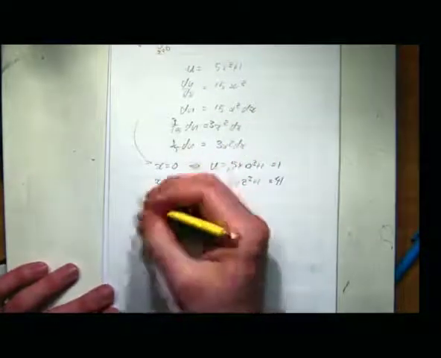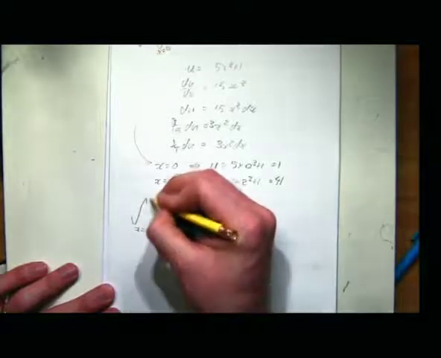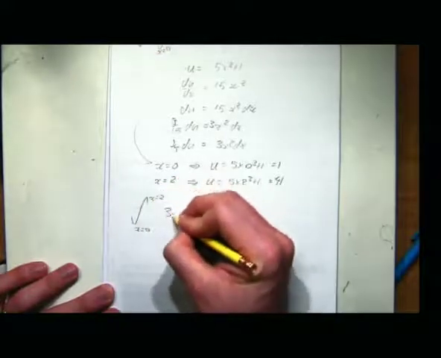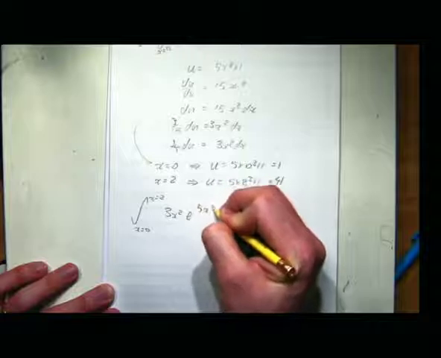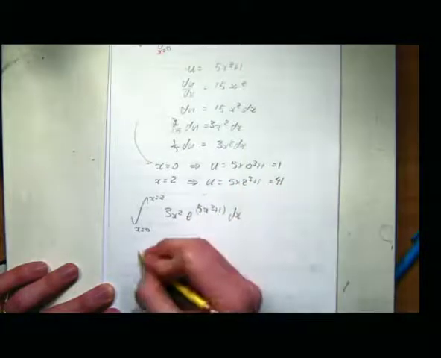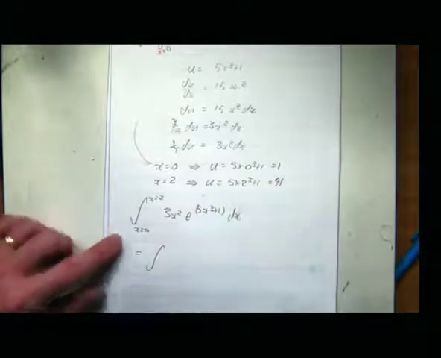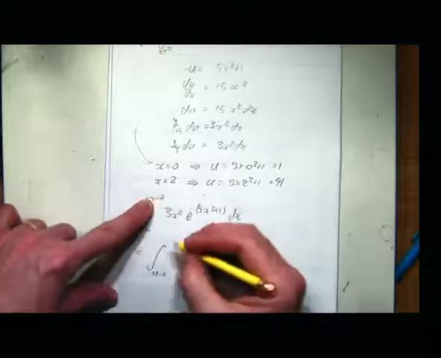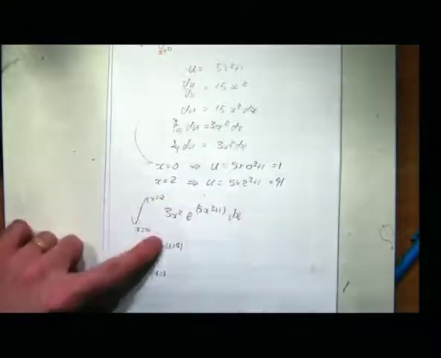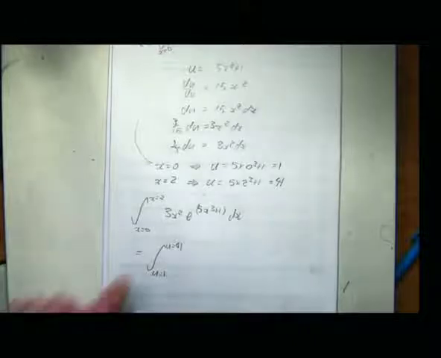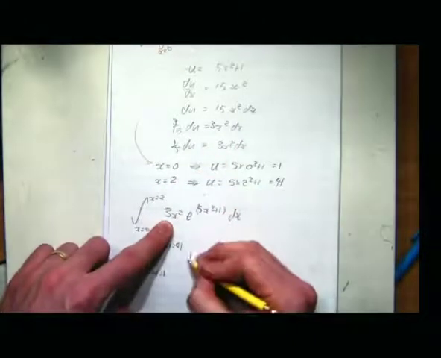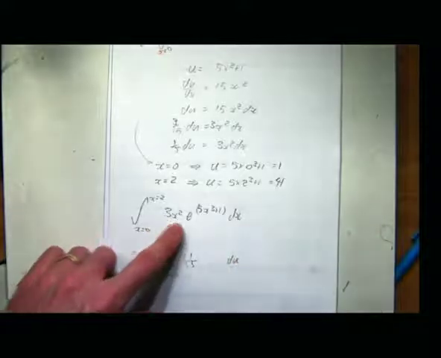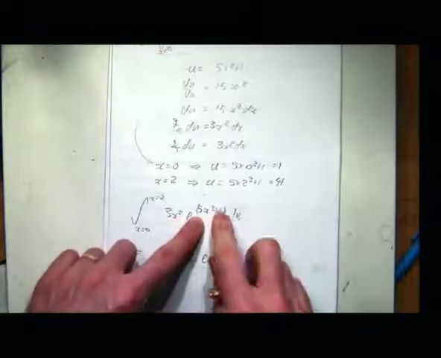And so each part of my integral is going to be replaced with something involving u. The x equals 0 is replaced with u equals 1. The x equals 2 is replaced with u equals 41. Now you don't have to put the u equals, but I find it really helpful to remind myself that I've dealt with everything. The 3x squared dx became a 1/5 of du, and the e is still an e, and the 5x cubed plus 1 is a u.